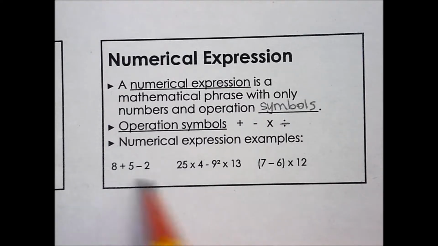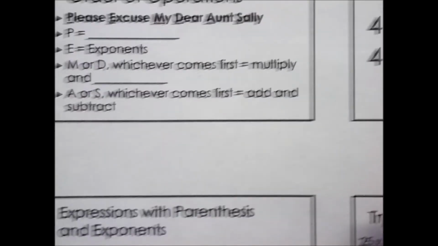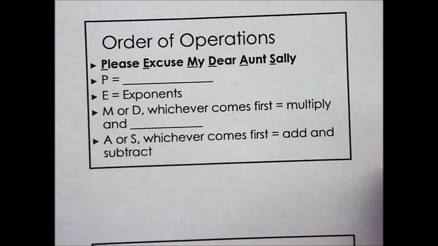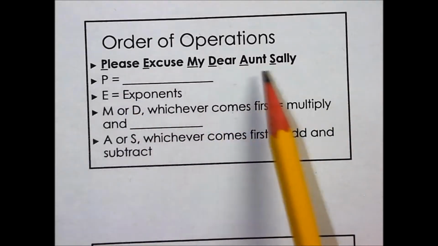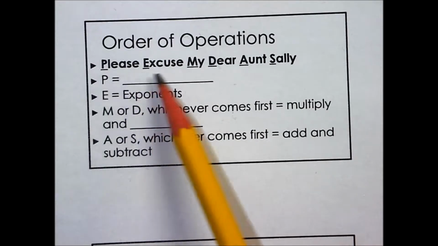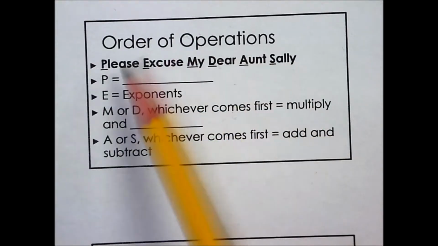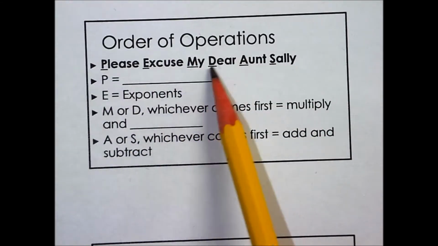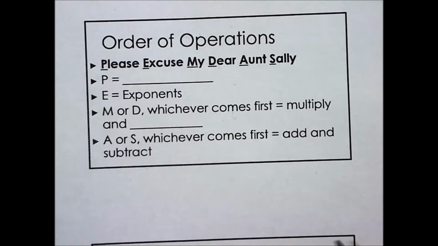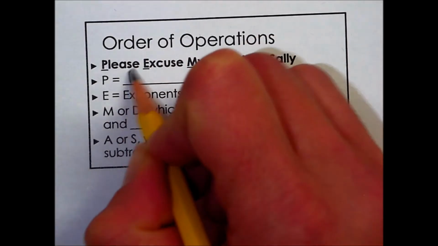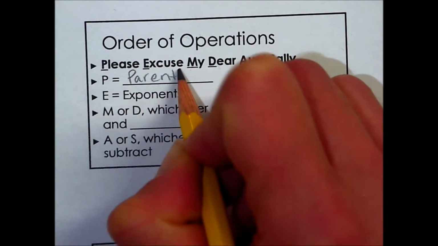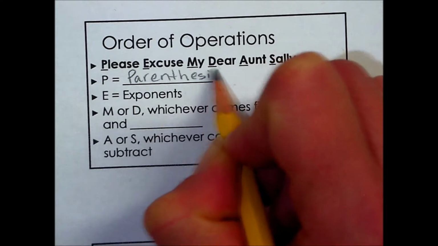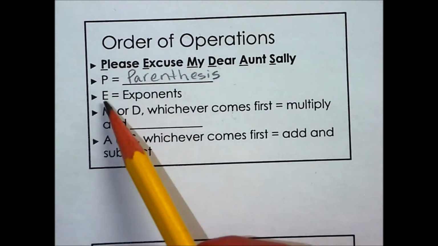In order to solve these types of numerical expressions correctly, we have to follow some rules known as the order of operations. There's a little phrase to help you remember the order of operations. It's "Please excuse my dear Aunt Sally." So we'll take the first letter in each part of our phrase so that we can remember the correct order of operations. Parentheses is for the P. Exponents is E.